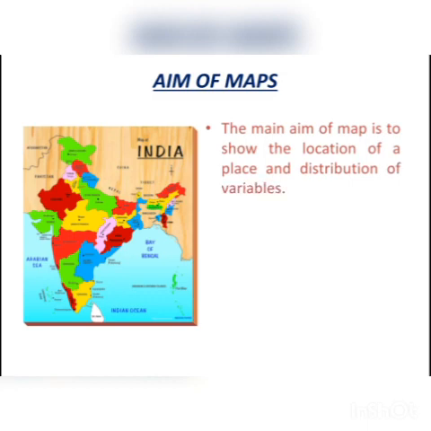As you can see on the screen, a map shows the different states of India. So a map shows the location of a place and the distribution of variables. Variables can be rainfall, temperature, climate, population and so on.